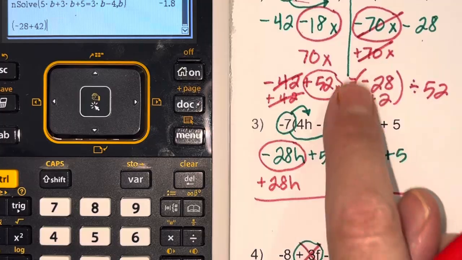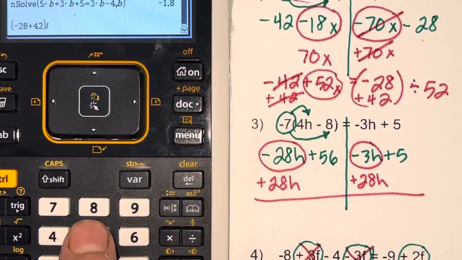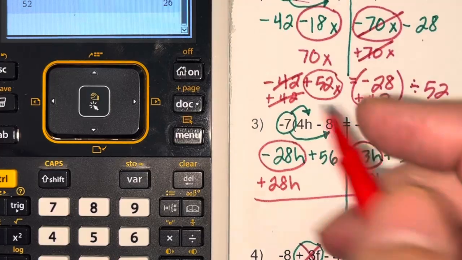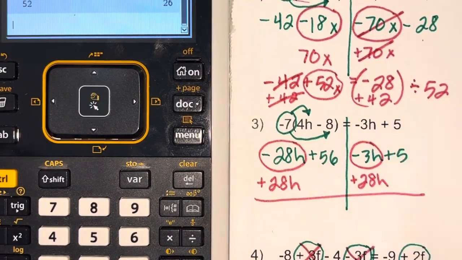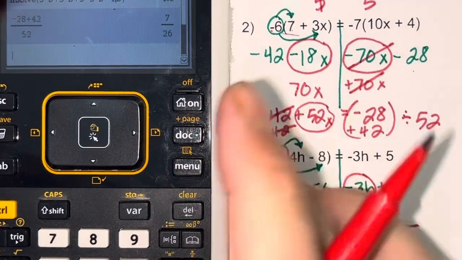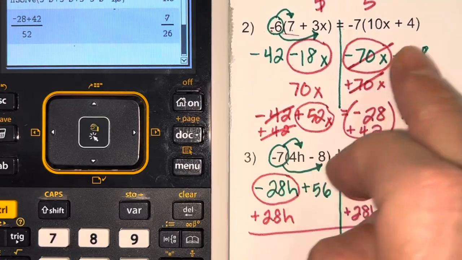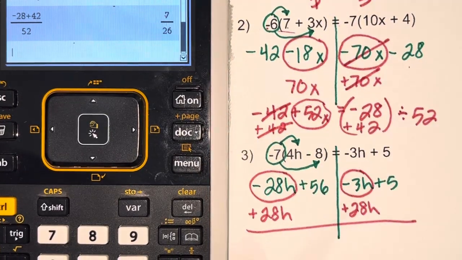And then after we do negative 28 plus 42, we're going to divide by 52. So that's going to give us 7 over 26. All right, so doing it this way, it gave us a fraction, 7 over 26. So let's just double check it using nSolve.